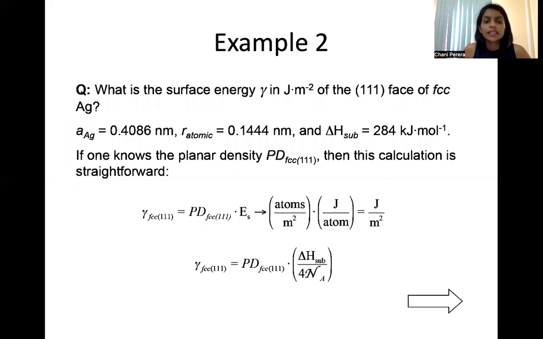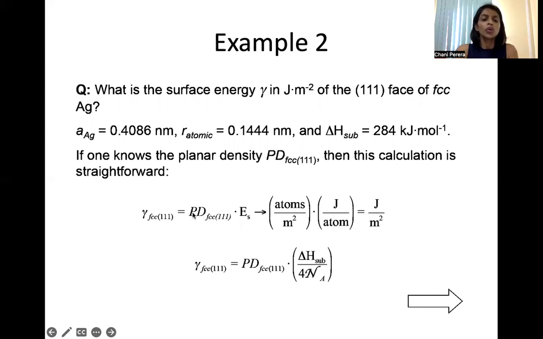Then the next example: what is the surface energy gamma of the 111 phase of the face-centered cubic silver? You are given the interatomic distance 0.486 nanometer, radius of an atom 0.114 nanometer, and enthalpy of sublimation is 284 kilojoules per mole. So if one knows the planar density of the FCC of silver in 111 plane, then this calculation is really straightforward.